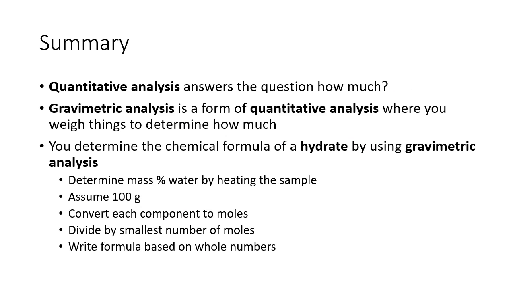All right, to summarize, quantitative analysis answers the question, how much? Gravimetric analysis is a form of quantitative analysis where you weigh things to determine how much. And finally, you can determine the chemical formula of a hydrate using gravimetric analysis by first determining the mass percent of water by heating the sample, because you evaporate the water. Then you assume 100 grams. You convert each component to moles. You divide by the smallest number of moles to get whole numbers, and then you write your formula based on those whole numbers. So all in all, this is not super complicated, but it does require that you pay attention to details.